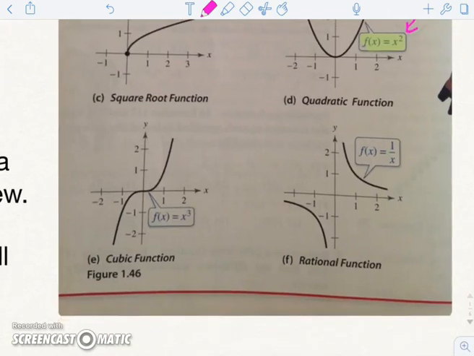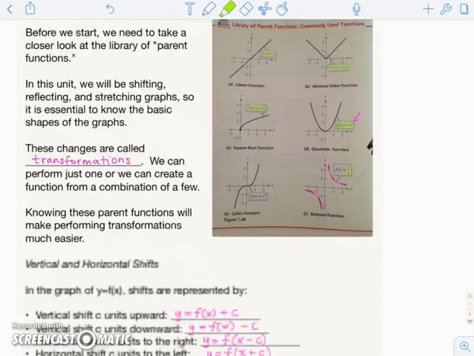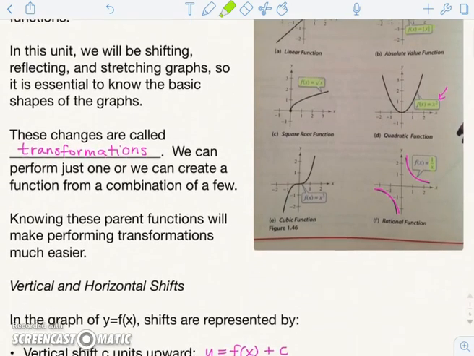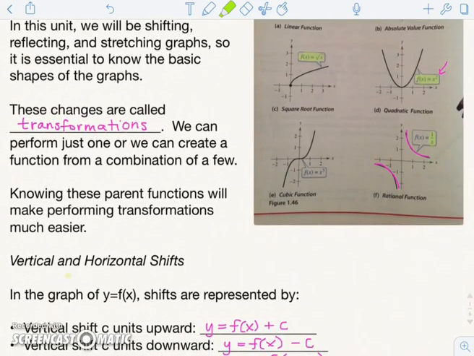A cubic function, which looks kind of like a squiggle, and then our rational function, which I told you we're going to get into those a little later in the year. You're going to learn how to determine asymptotes and everything like that. But the rational function has asymptotes, so that's why it looks a little funky. These two pieces are actually your function, and that happens when you're looking at f of x is equal to 1 over x, where x is in the denominator. Okay, so those are your parent functions. We're going to be looking mostly at a quadratic, so parabolas.